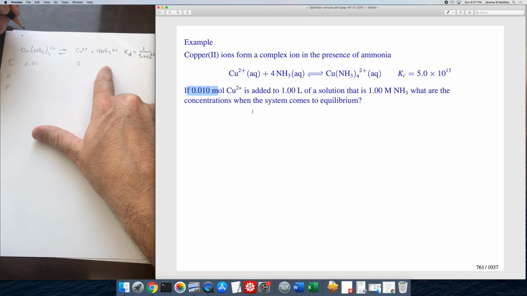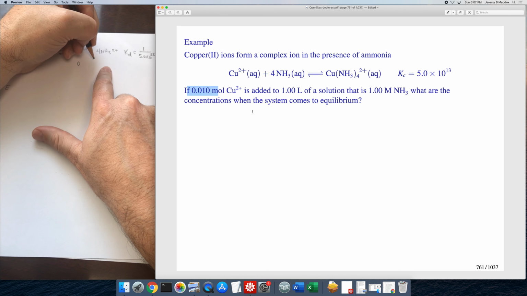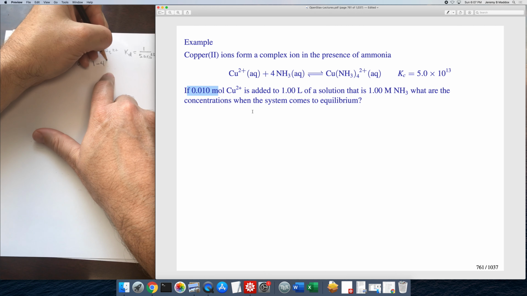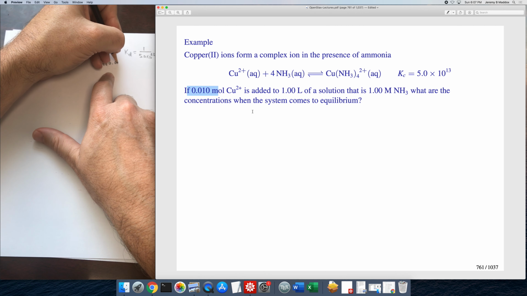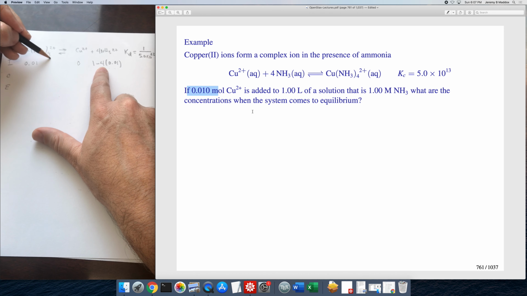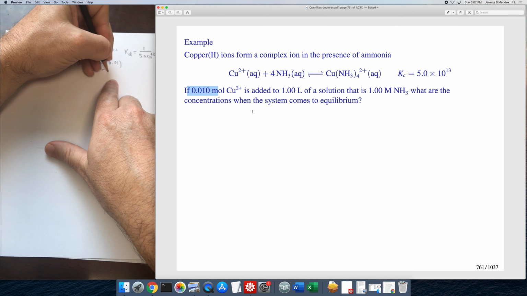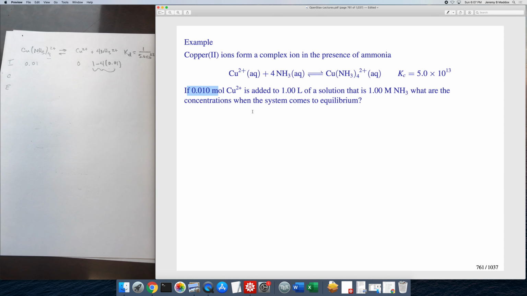However, the ammonia concentration is not going to be exactly 1. We need to take into account that some of the ammonia was used to form the complex ion. So what it's really going to be is 1 minus 4 times that number. The reason for that 4 is because there are 4 ammonias tied up in the complex ion. So this will be the initial number for the ammonia, 0.96.